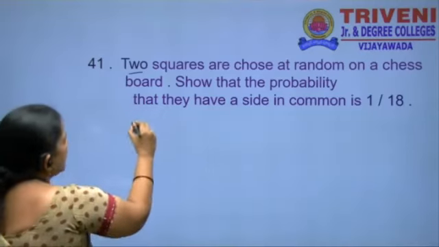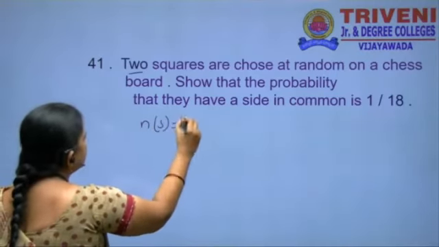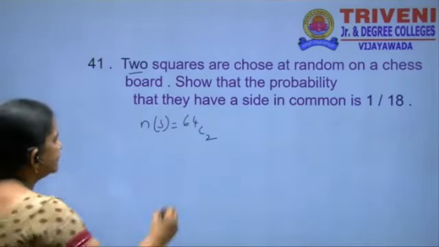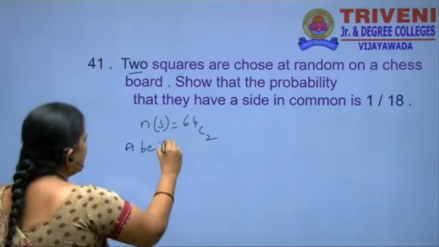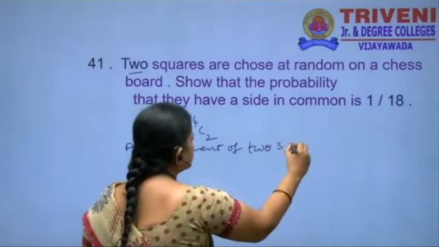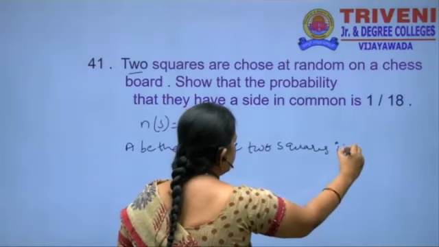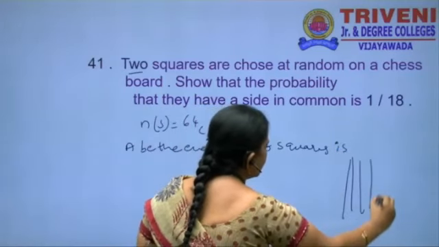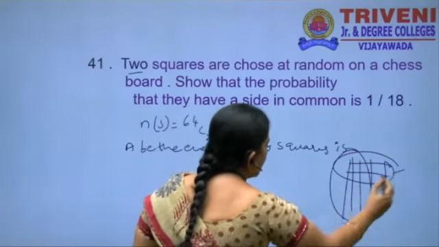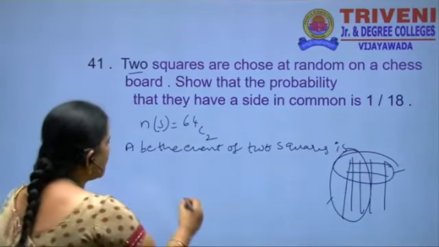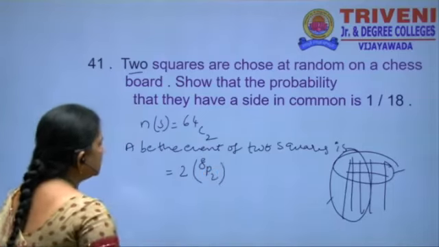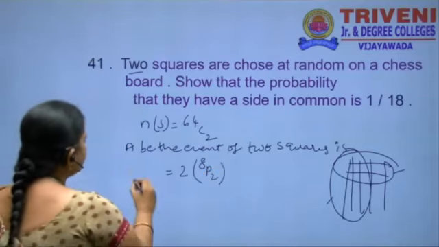Select n of S is equal to 64C2. Two squares are selected at random. Let A be the event of two squares, on a chessboard like this. Here we have to select this type and this also. This is one way, the horizontal and vertical way. We have to select here 2 into 8P2. 2 into 8P2. Therefore, it is n of A.